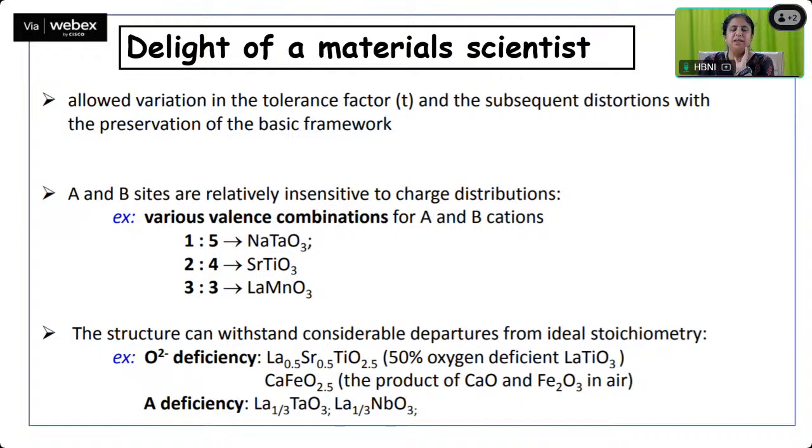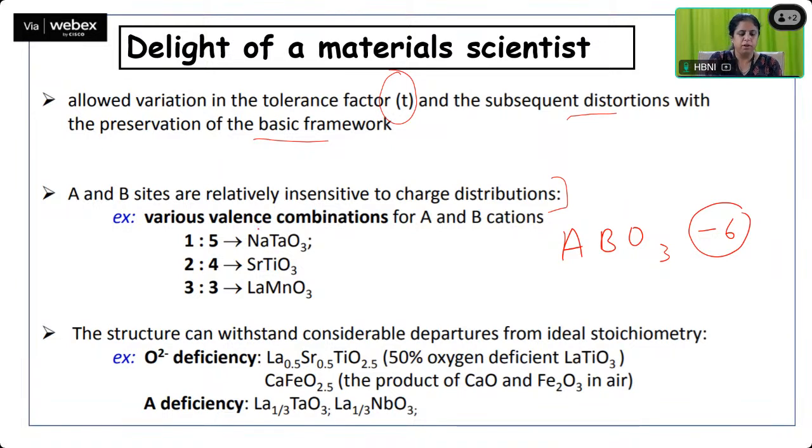As I said, ABO3 is a delight of material scientists. Why? A variety of tolerance factors are allowed. Of course, there will be distortion in the structure, but the basic framework will remain the same. Then the A and B sites are also insensitive to charge distribution. For the same ABO3, charge neutrality has to be maintained, right? If I say I can put any A, any B, that's not possible. Now you have 3 O, that means you have a -6 anion charge, so the total cation charge has to be +6. But there are very few structures which will allow permutation of this +6.